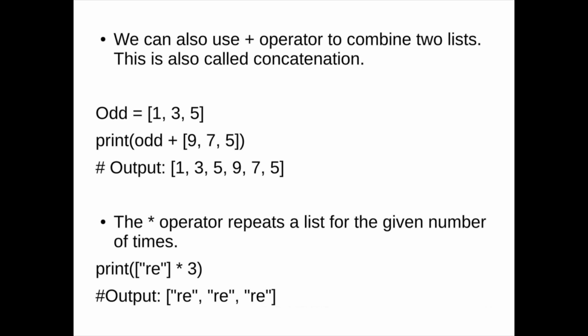The star operator repeats a list for a given number of times. It should be multiplied by 3. Now I want to assign the 3. 3 means it should be repeated in the list, so 3 times should be displayed in the output. Now I want to use 5. Star operator by using 5 means 5 times it should be displayed.